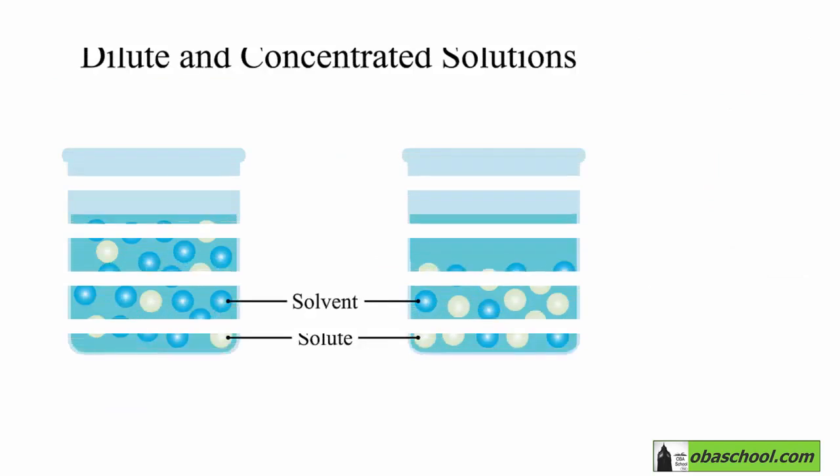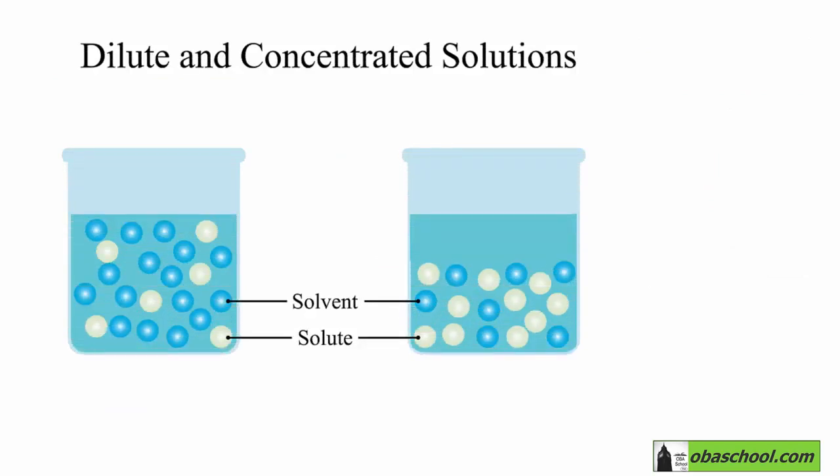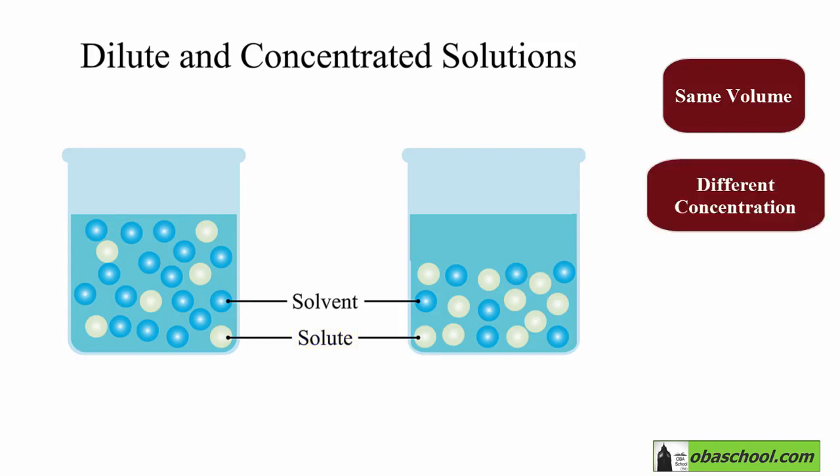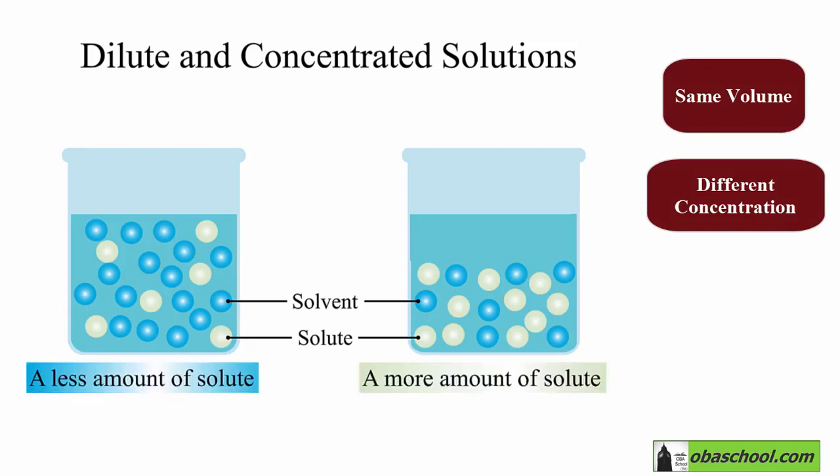Let's examine this figure. In this figure, we have two solutions of the same volume. However, one of them is dilute and the second one is concentrated. They both contain the same solute. Let's say, for example, it's HCl, hydrochloric acid. Both of them again have the same volume. However, they have different concentrations. And this is because the amount of the solute is different.